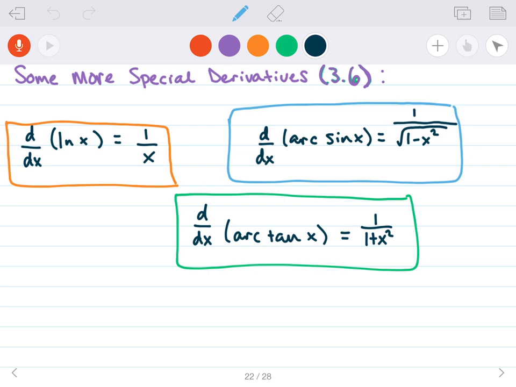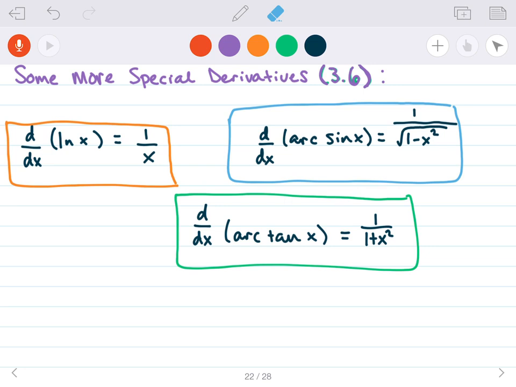Now, in trig, you learned about sine and tangent inverses, and another way we can write sine inverse of x is arc sine of x, which is the notation that we see here, and it's the notation you'll probably see on your homework. Same thing with tangent. So the derivative of sine inverse is 1 over the square root of 1 minus x squared. The derivative of tan inverse is 1 over 1 plus x squared.